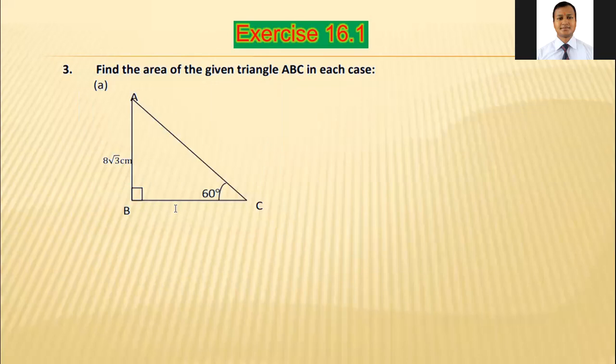Now to find out this base, if we have perpendicular, angle of reference, as well as the triangle is right angled triangle, then we can use the formula of tan theta, tan of angle C, which is equal to perpendicular by base. You know it.